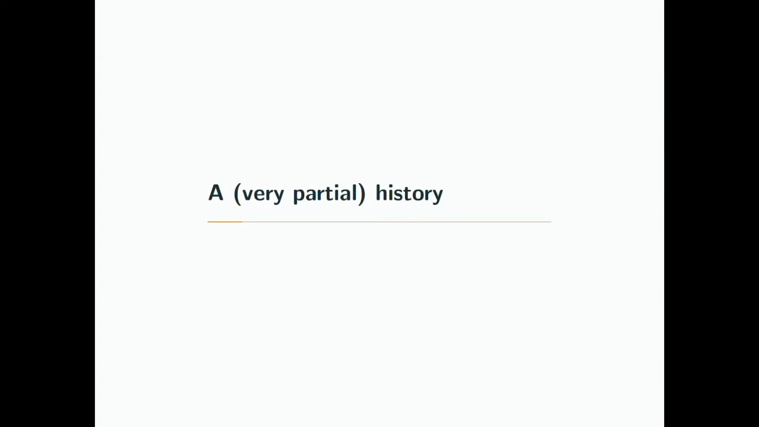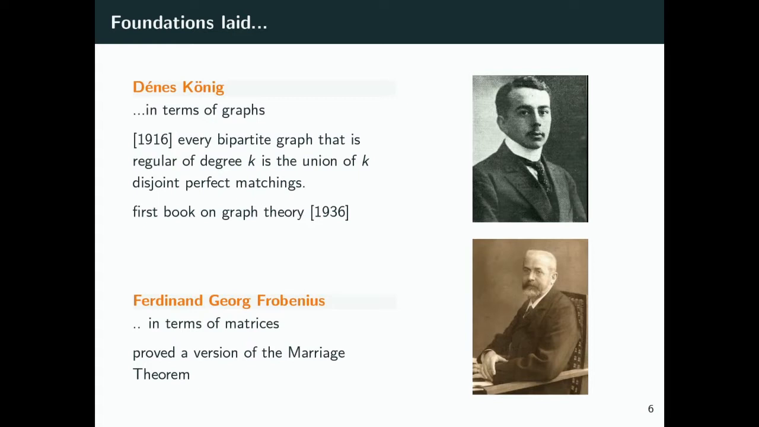Okay, so the history of this problem is over 100 years old. Some of the foundations for bipartite matching, and especially unweighted bipartite matching, were laid by the Hungarian Denis Konig in terms of graphs, and the algebraist Frobenius in terms of matrices. Konig wrote a pair of papers in 1916 that had many of the important results about bipartite matching. When I just say bipartite matching, I mean unweighted, just in general. And both of them proved a version of the so-called marriage theorem that was rediscovered later by Philip Hall and has come to be known as Hall's marriage theorem.